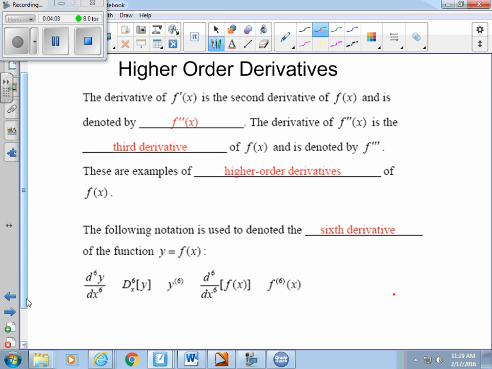So, the derivative of f is called f prime of x in Newton notation. The derivative of f prime is called f double prime. And it's just the second derivative. It's just the derivative of the derivative. I could do a derivative again. I could do them as many times as I want to. Those are called higher order derivatives.